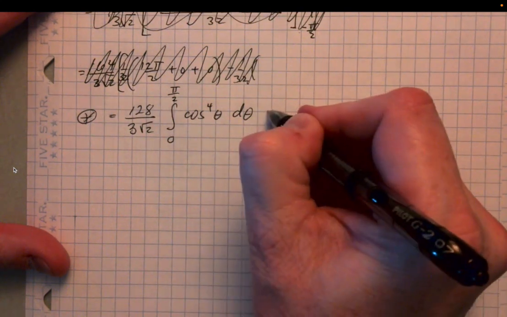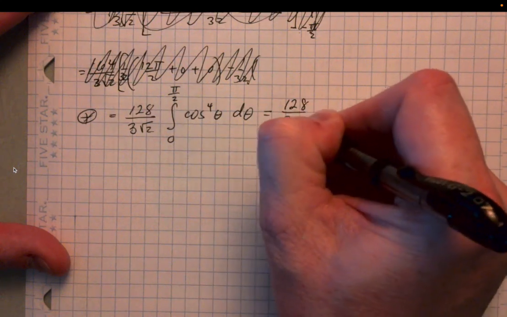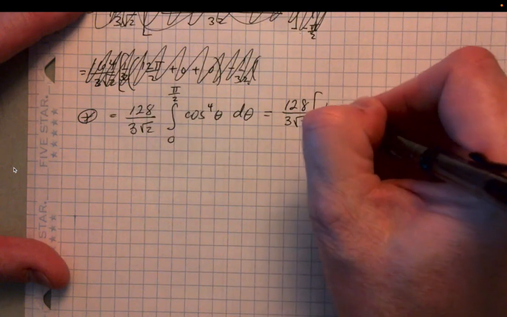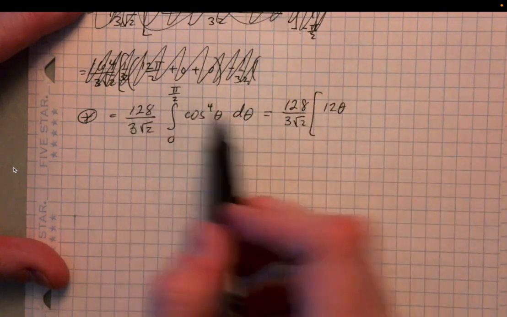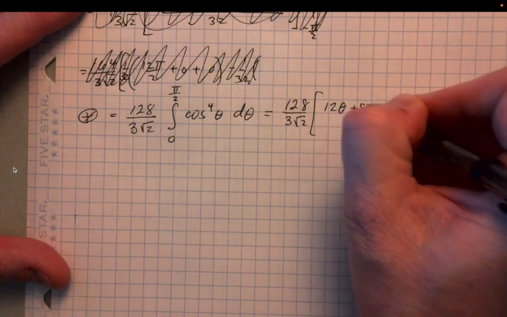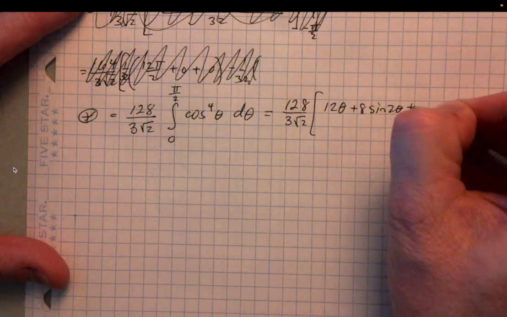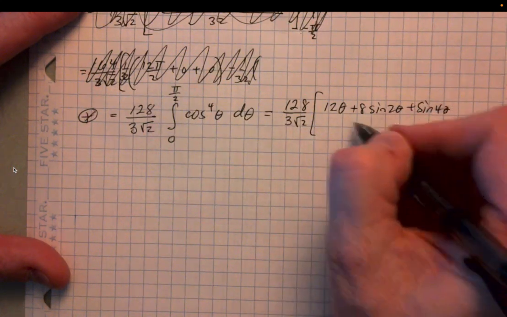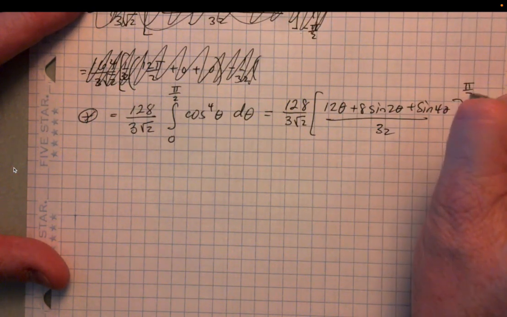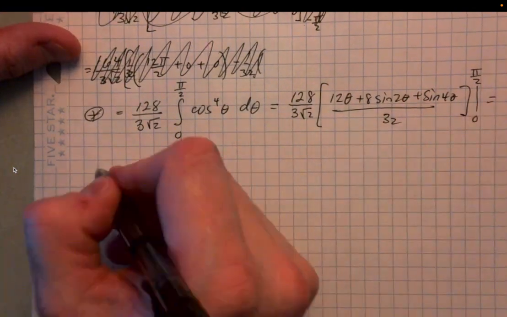So anyway, this is what I said before. I kind of skipped over that step. Okay, and so this should be 12. I mean, nothing changed in the integrand, so it's just the constant out front and the bounds. So plus 12 theta plus 8 sine of 2 theta plus sine of 4 theta all over 32. And that's from 0 up to pi over 2 now. It makes the simplification a little easier if you do it this way.